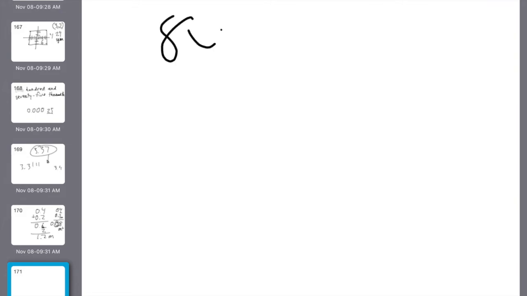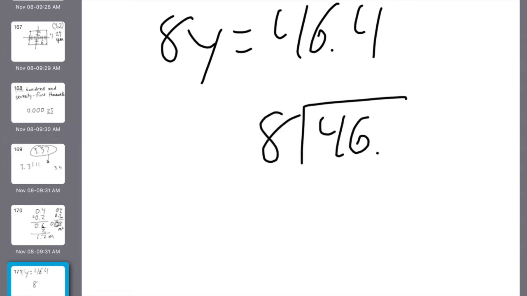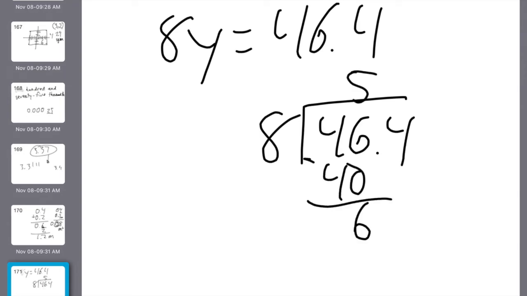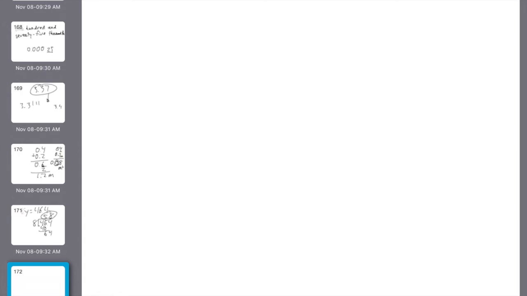Turning my answer key over, I'm up to lesson number 18. I have 8y equals 46.4. So now they're taking these problems that we've been doing and adding decimals to it. So it's just missing in multiplication. I divide, guys, 46.4. So that goes in there 5 times is a 40. Subtract is a 6. Decimal straight up. Bring the 4 down. Goes in there 8 times. I have an answer of 5.8.